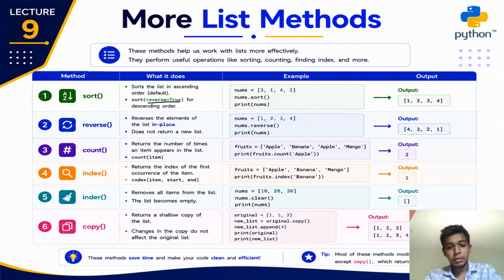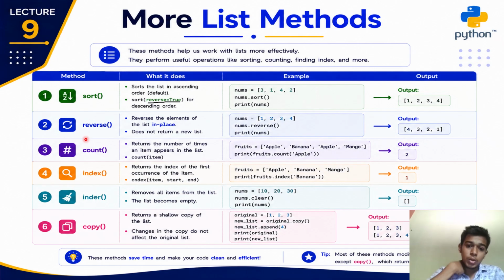Now, second is reverse. It simply reverses the order of elements. Now see the example. The nums list is given and 1, 2, 3, 4 are in the list. Now the reverse method is used and the whole list is reversed. So sort arranges the values and reverse turns the whole list around. Reverse does not sort the list, it reverses the list.